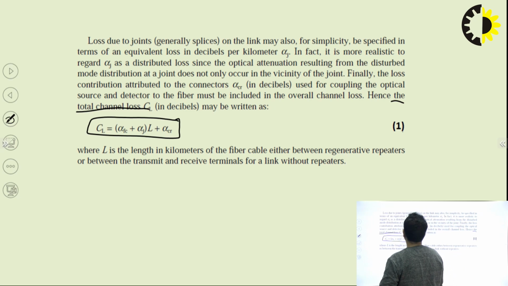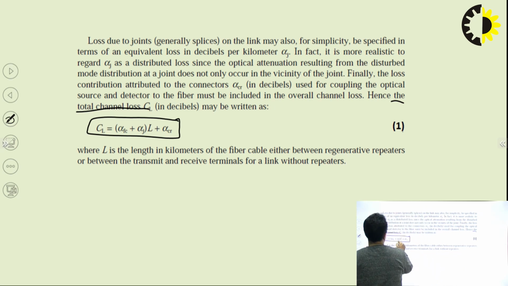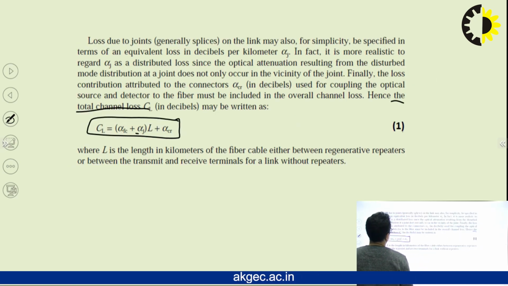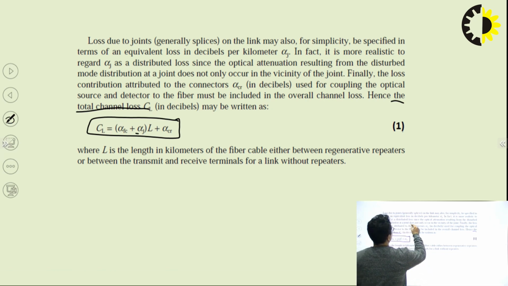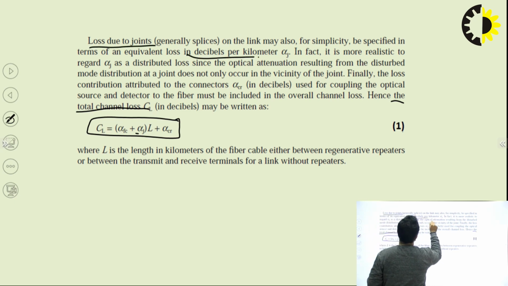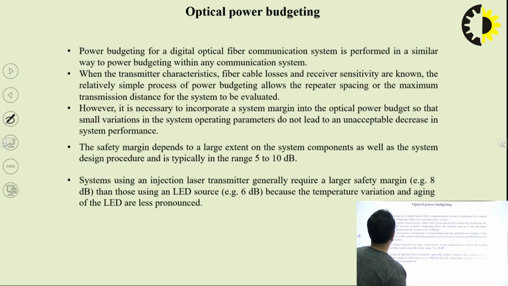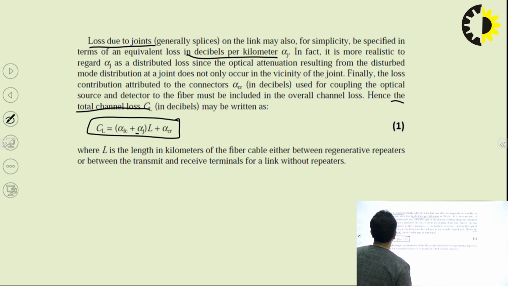Now what is alpha J? Alpha J is basically the attenuation that is happening at the joints. Alpha J is the loss due to joints in dB per kilometer. Similarly, FC is related to the fiber coupling.